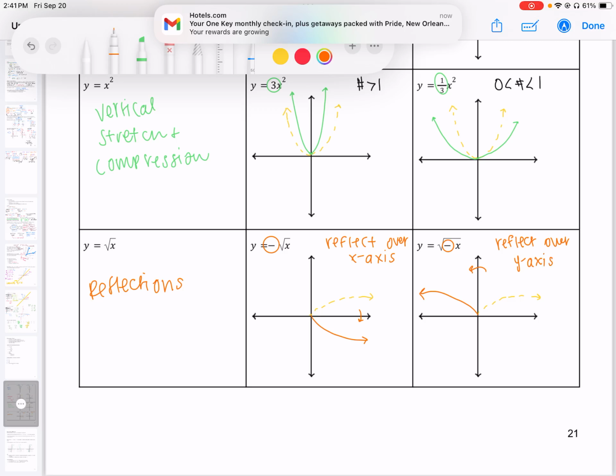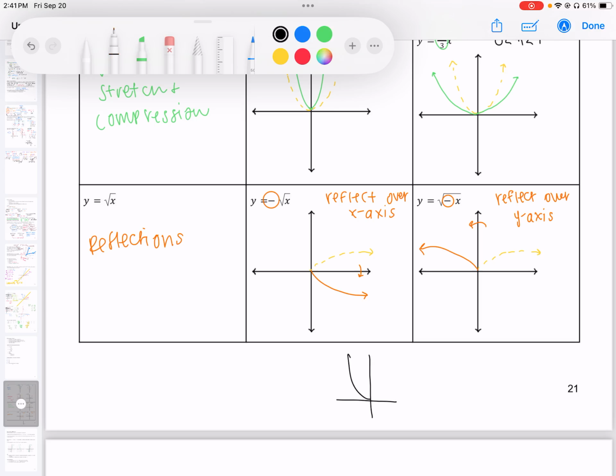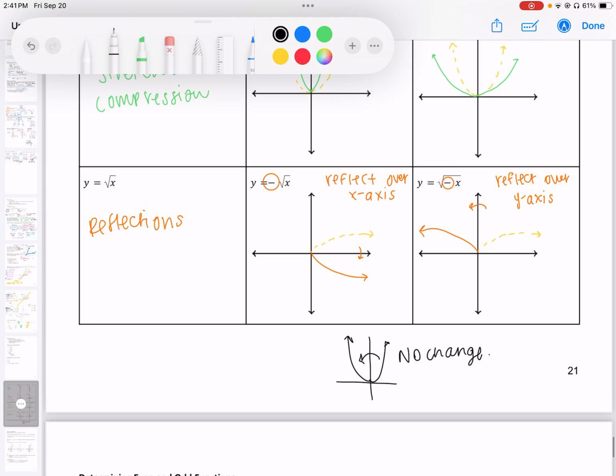And again, the reason I don't use a quadratic is because a quadratic is already symmetrical around the y-axis, so reflecting over y makes no change. Therefore, I think it's better to use a different kind of function.